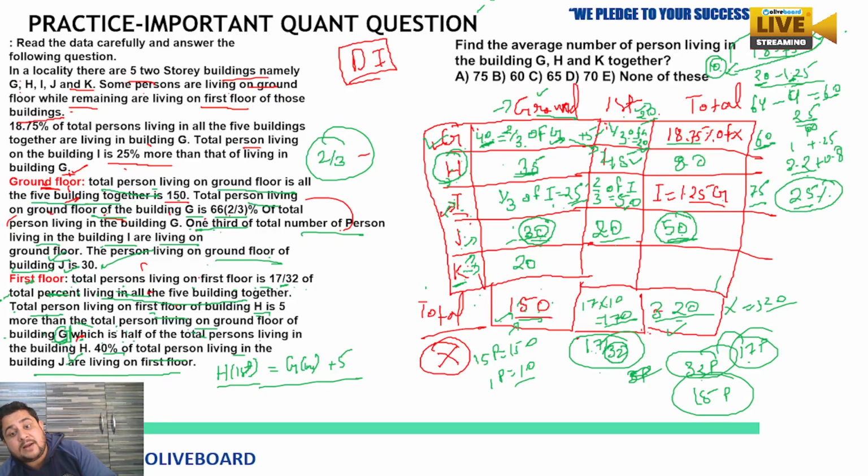Then the remaining one will come where? In building K only, right? So that is 35, because 170 total, so 170 minus 135, so 35. So now total, how many are living in building K? So 20 plus 35, 55.